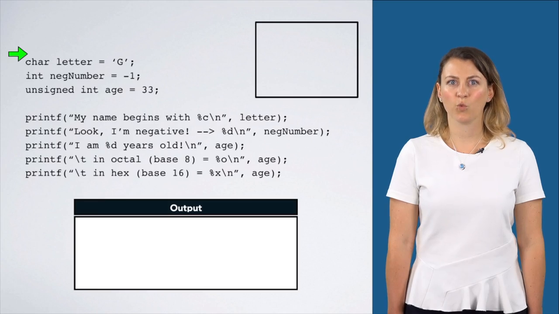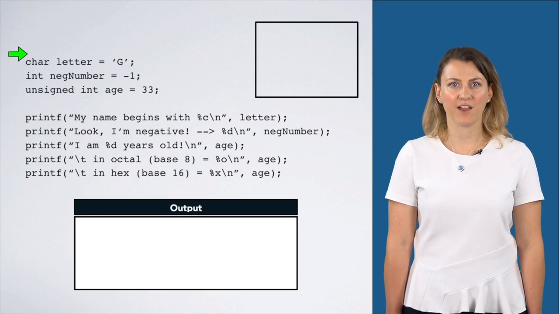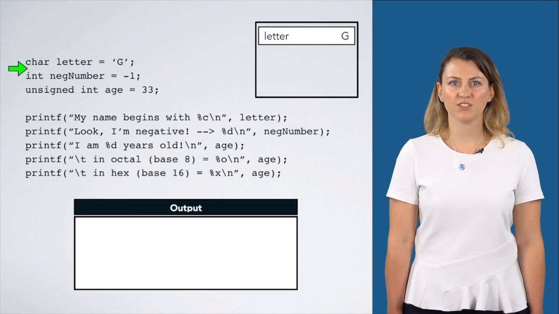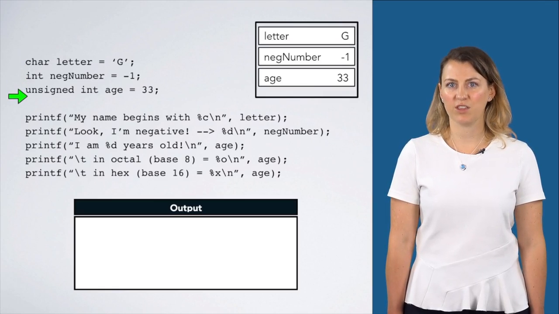In this video, we're going to execute some calls to printf using a variety of format specifiers so you can see how to print types other than int. First, we initialize a char letter to be g, an int neg number to be -1, and an unsigned int age to be 33. Next, we come to a print statement.